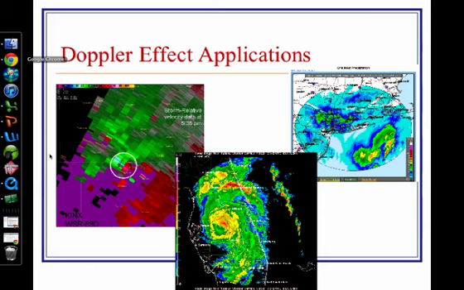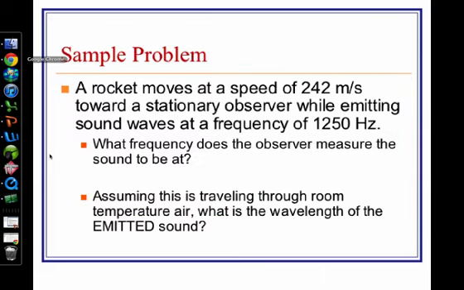All right, one sample problem for tonight. A rocket moves at a speed of 242 meters per second towards a stationary observer, while emitting sound waves at a frequency of 1,250 hertz. So right now we know that the source is moving, the observer is stationary, and the source is moving towards the observer. So we can already set up our equation in a certain way. If you go back and rewatch that part of the video, you can figure out how to set up the equation in order to solve for this.